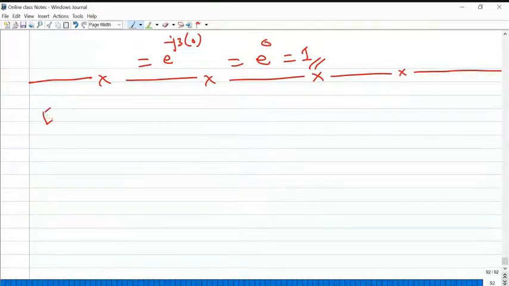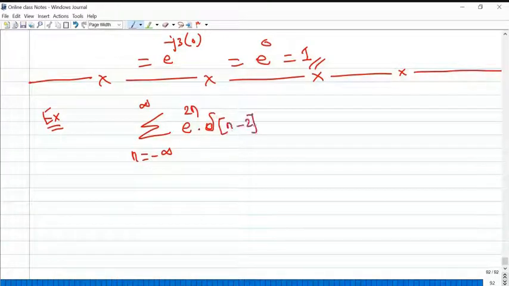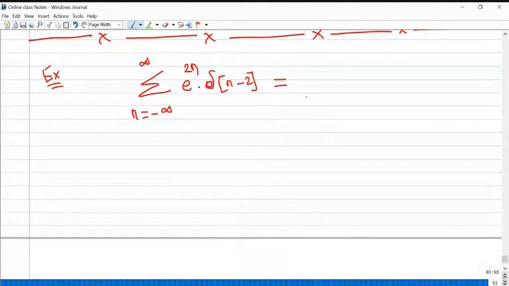I think before that, suppose this impulse function is given in the form of a summation. For this problem, you have to answer for me now. Summation n equal to minus infinity to infinity, e power 2n del of n minus 2. What is the result? Everyone listening in the class? Shall I call roll number wise? What is the result?